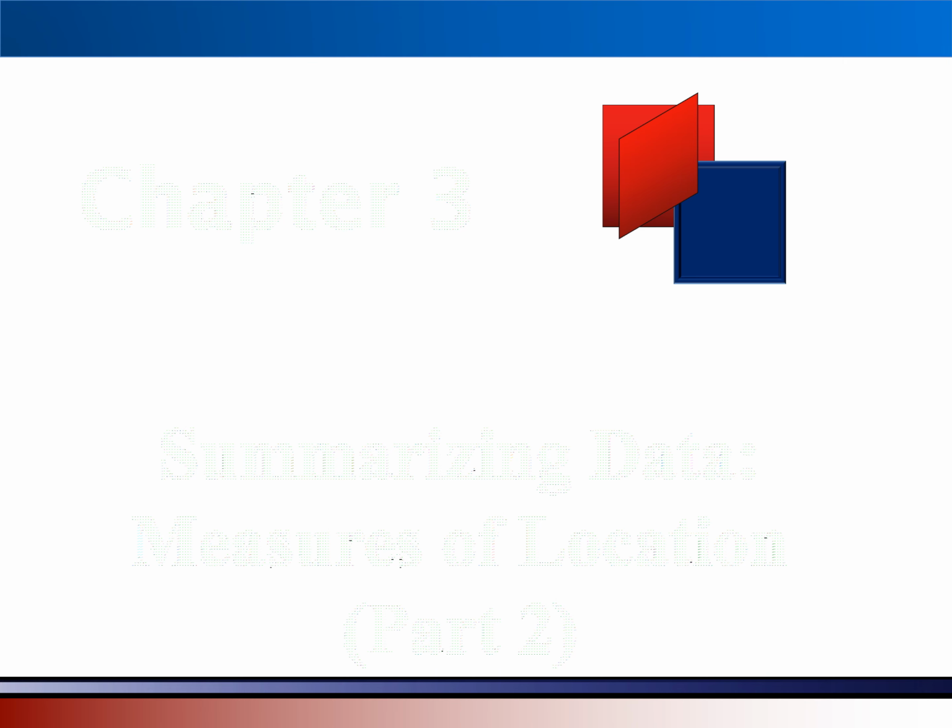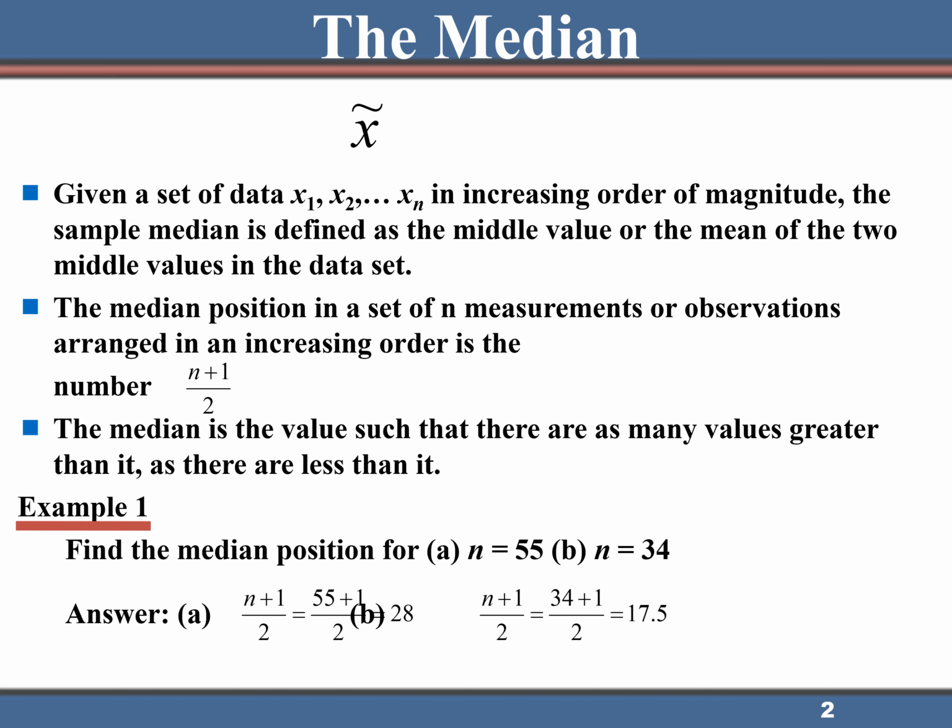Chapter 3. Summarizing Data, Measures of Location. The median represents the typical value in a set of data. It is the middle entry, or the mean of the two middle entries in a set of data when the values are arranged in increasing order. The median position in a set of n values arranged in increasing order is the number n plus 1 divided by 2.